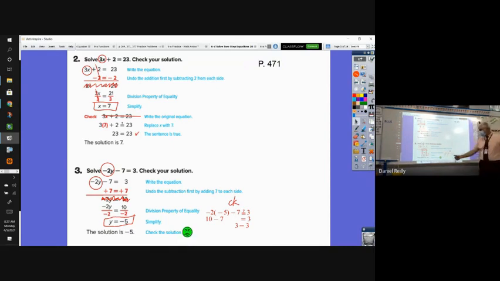Okay? Substitute in negative 5 for y in the original equation. So negative 2 times negative 5 minus 7. Then you use the order of operations. Negative 2 times negative 5 is 10, minus 7. Yep, that side comes out to 3. It matches this side. So that means my answer is correct. So we'll put a check mark at the end.